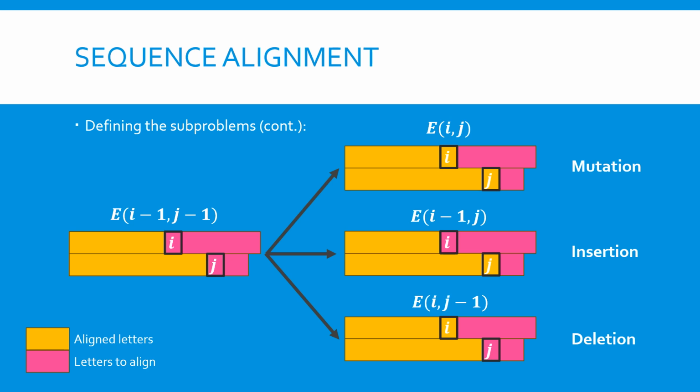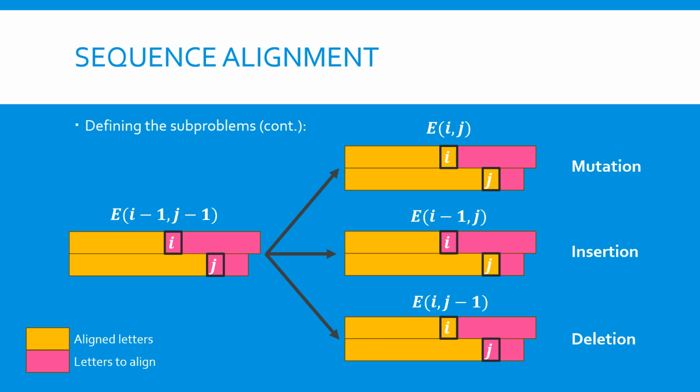If S1i and S2j are the same, we can align them directly and move on to the next pair. If they are different, we can take one of the three permitted edit operations. In the first case, we can apply a mutation to convert S1i to S2j. This will align S1i to S2j and color them yellow, as they are now aligned. Because both S1i and S2j are consumed, the resulting edit distance is E(i,j).